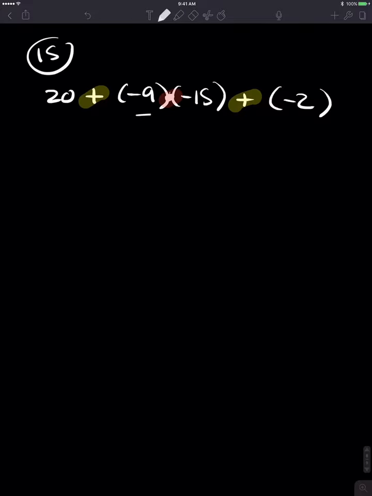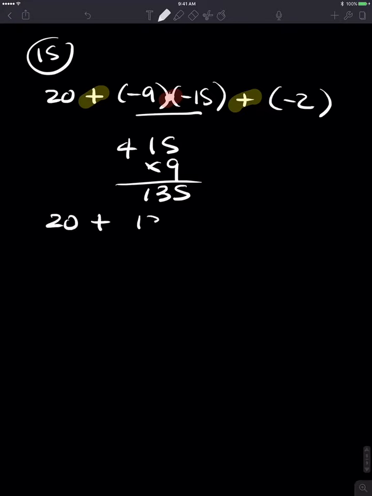I'm going to have to multiply negative 9 times negative 15. A negative times a negative is a positive. But let's consider what 9 times 15 is. 9 times 5 is 45. 9 times 1 is 9, plus 4 is 13. This becomes 20 plus 135 plus a negative 2.